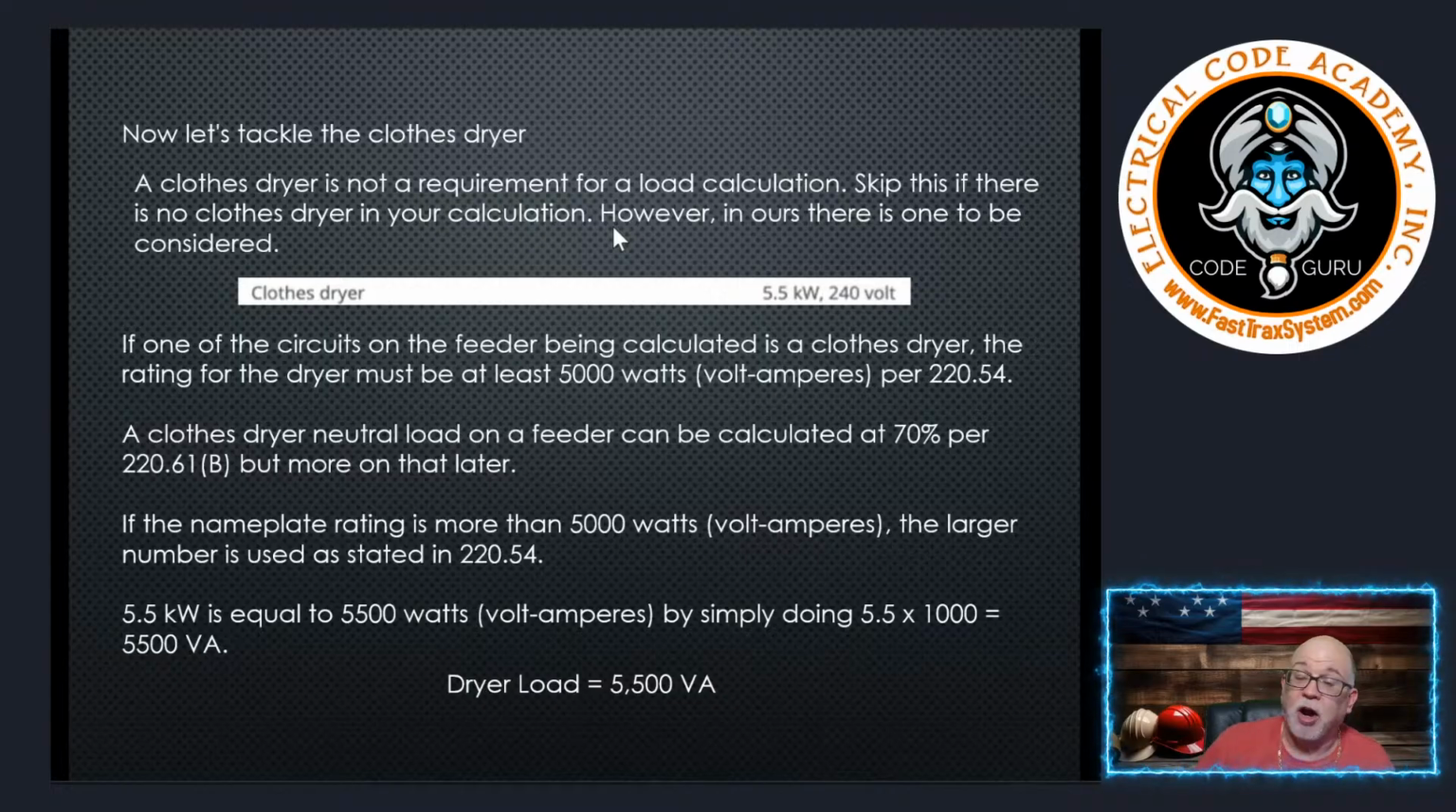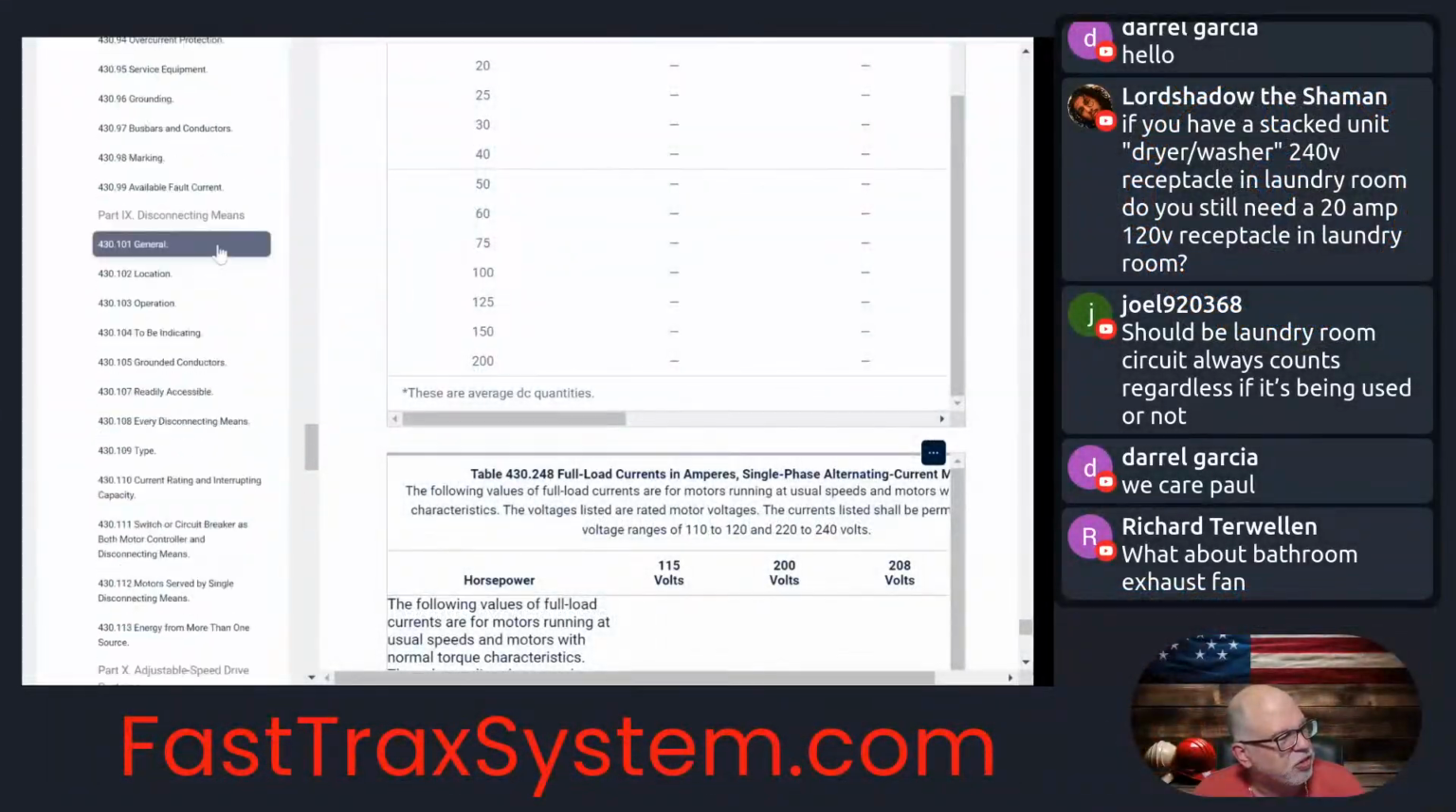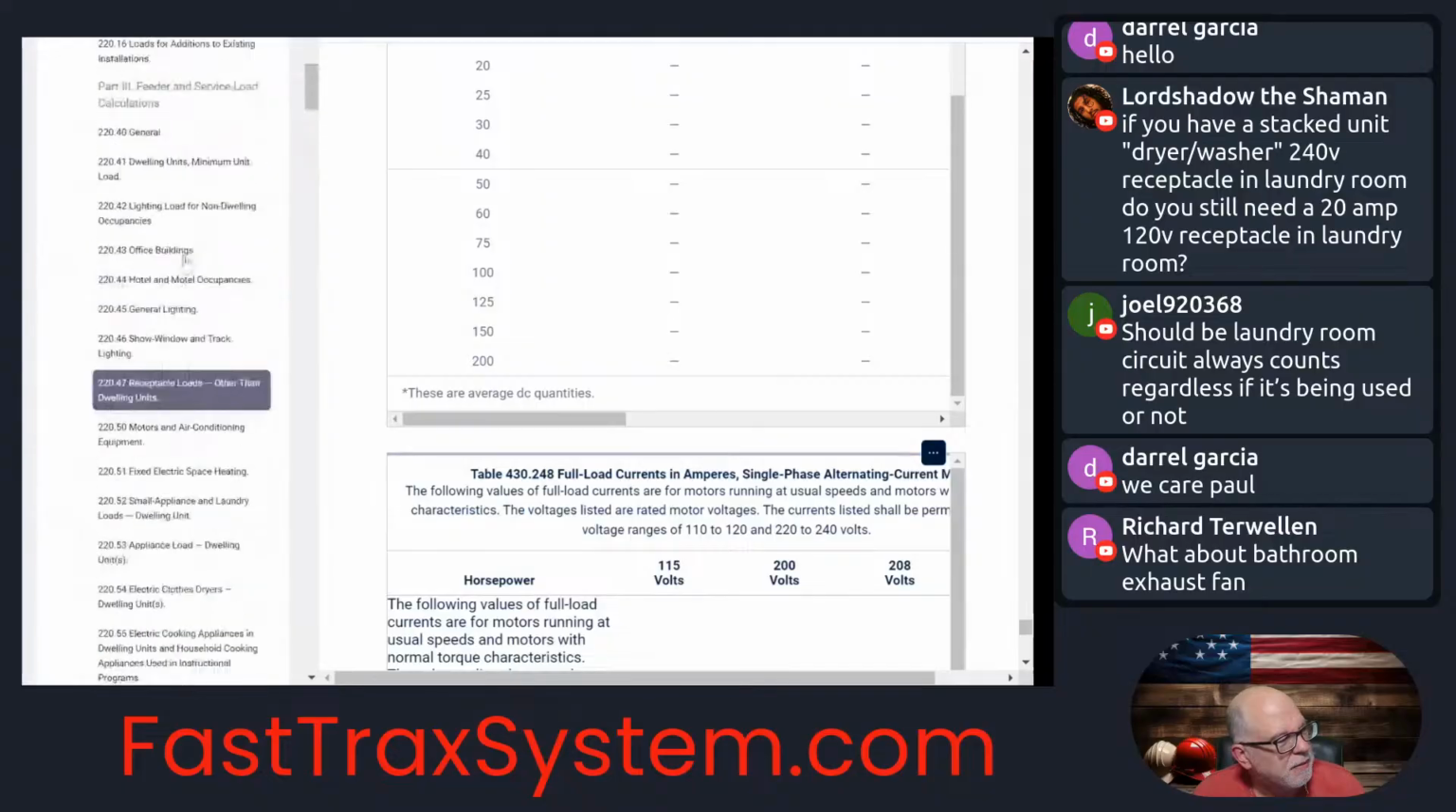All right, so in our case, we did have a dryer, and it was 5.5 kW or 5,500 watts or 5.5 kVA, however your flavor. Now, what does it say in the NEC under Article 220.54? Well, we can go look at it. I'll take us back to 220.54. Bear with me.